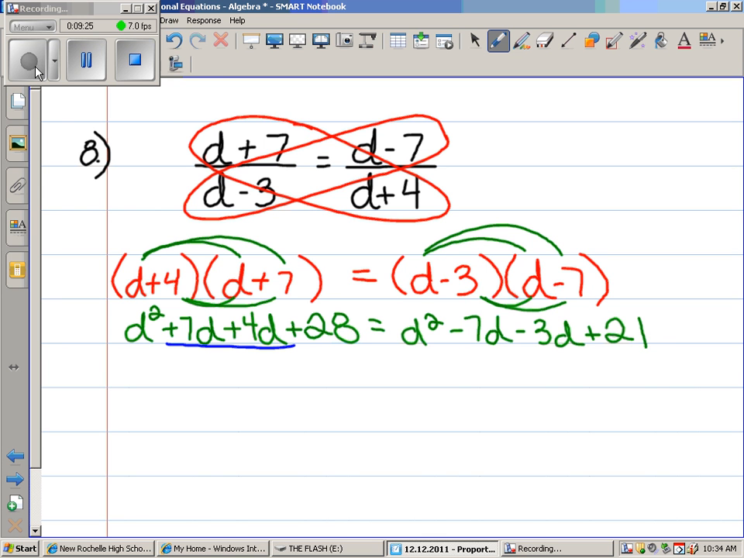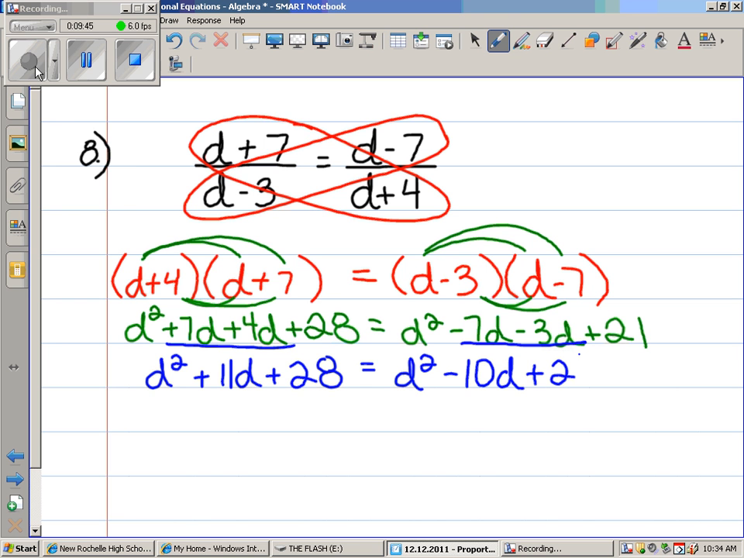I'm going to combine these like terms, just on these sides. Just tighten it up. d squared plus 11d plus 28 equals d squared minus 10d plus 21.